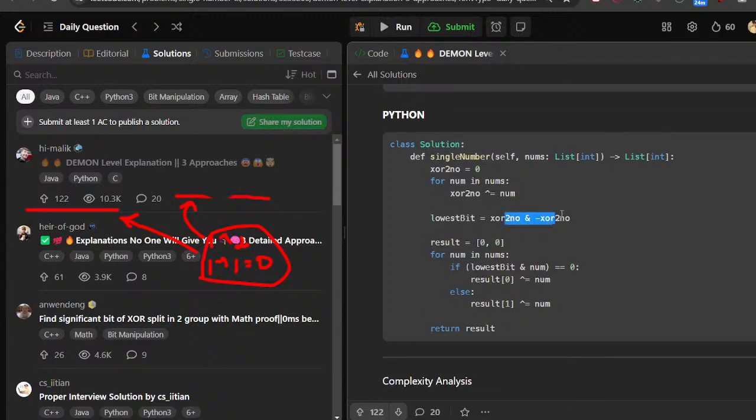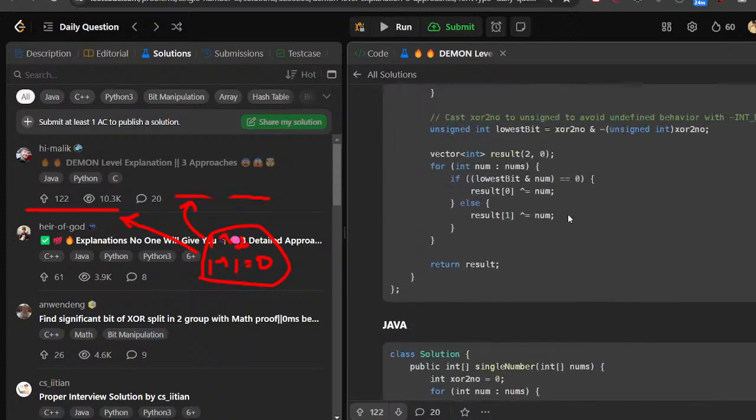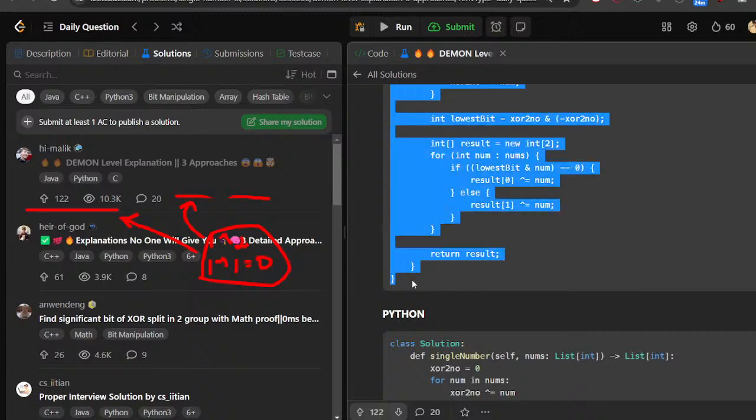Why is this thing done? Let's ask ChatGPT. OpenAI, ChatGPT.com they have done directly. Why is AND operation done?